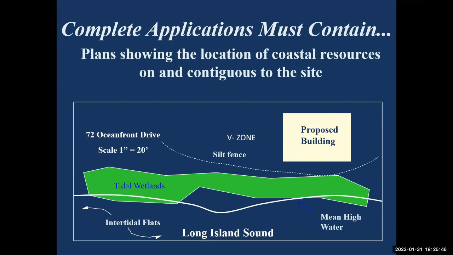So for me, the text of an application is important. I do read it, but I do find that I get most of my information from a very good site plan, which is not as easy to come by as you might think sometimes. So we need to see all the activities on the site, as well as the resources on and contiguous to the site. This is required as part of a complete application. So in this picture, we have a building, we have mean high water. I'm not seeing the coastal jurisdiction line. I'm maybe not seeing all the flood zones. So, you know, that could be an incomplete application.